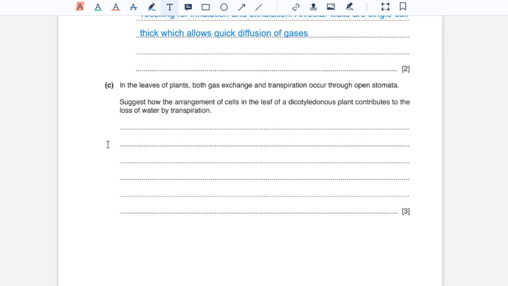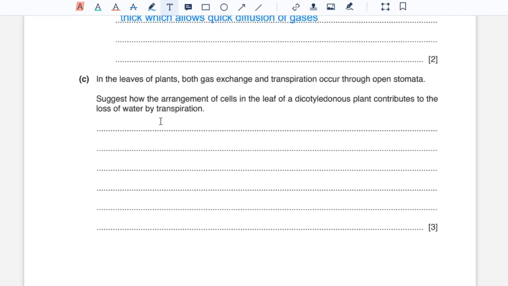C, in the leaves of plants, both gas exchange and transpiration occur through stomata. Suggest how the arrangement of cells in the leaf of a dicotyledonous plant contributes to the loss of water by transpiration. So gas exchange would be exchange of carbon dioxide and oxygen, whereas transpiration would be evaporation of water vapour from cell walls of mesophyll cells into the air spaces, followed by the diffusion of water vapour down the potential gradient through the stomata. And you're supposed to describe how the cell arrangement favours the transpiration process, the entire process of evaporation and then followed by diffusion of water vapour.